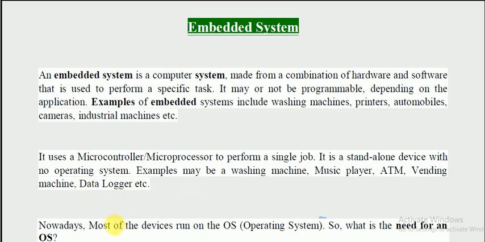But nowadays most devices run an OS, that is, an operating system. So the question is, what is the need for the operating system in an embedded system? In general, an operating system is not used for embedded devices, but the OS that is used for these embedded devices is called an RTOS. For example, in the case of a mobile phone, an RTOS is used. Next, we have to discuss the need for this operating system.